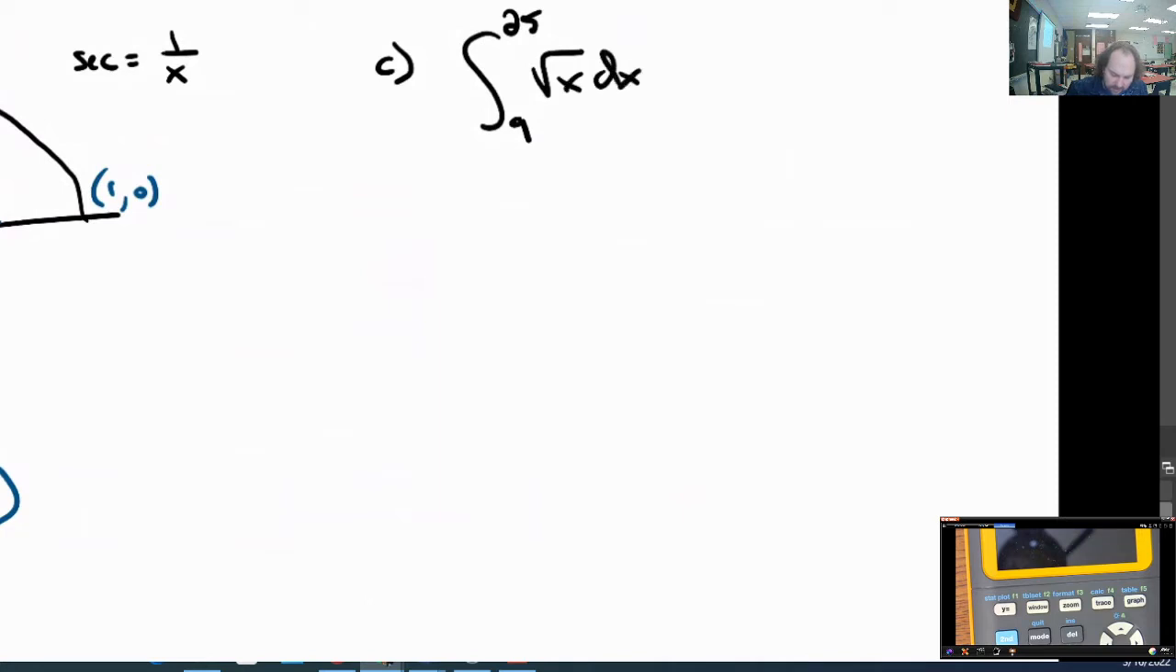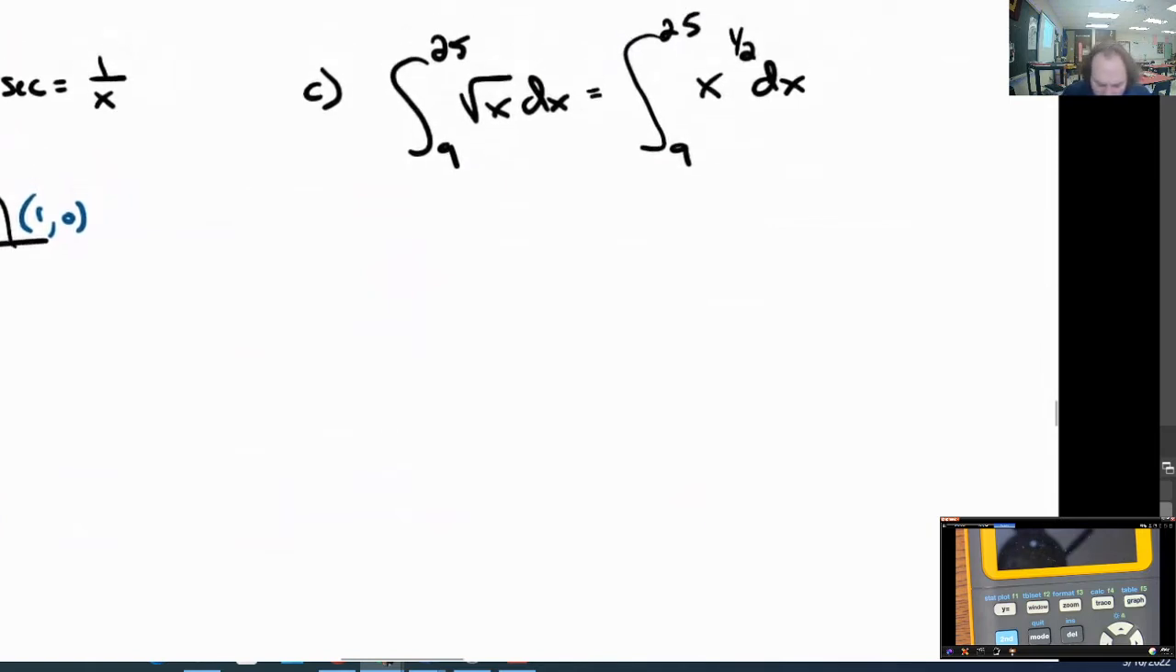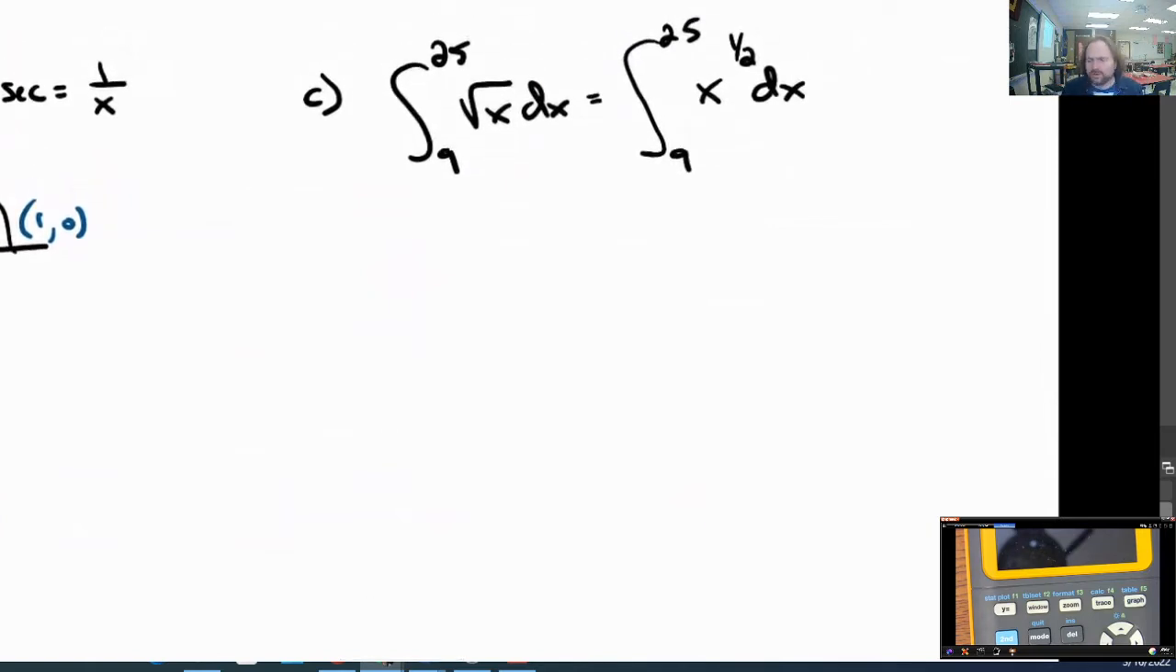One of my favorite integrals here. I would prefer to think about this myself as the integral from 9 to 25 of x to the 1/2 power dx, which will make it a little easier to fit into our usual reverse power rule scheme that we saw a couple homeworks ago. In this case, it's going to be x to the 3/2 power divided by 3/2.